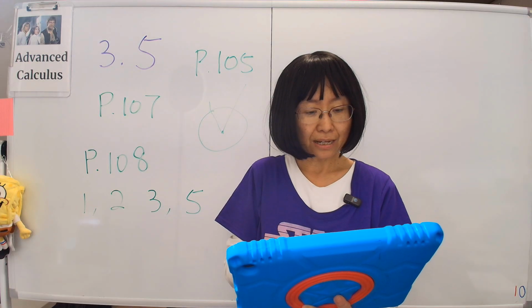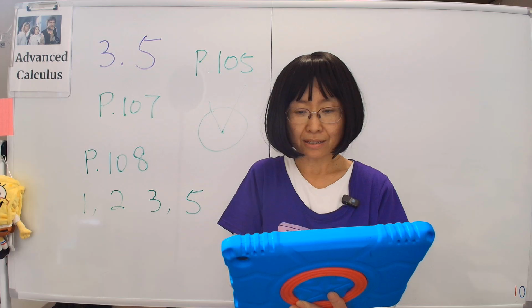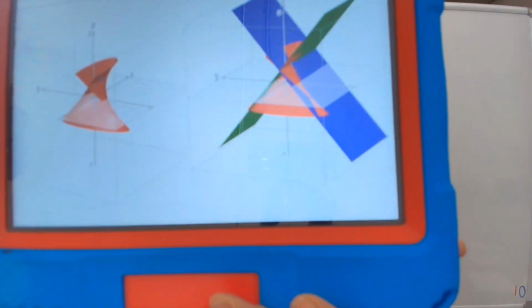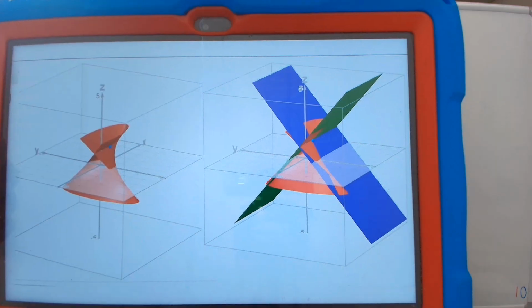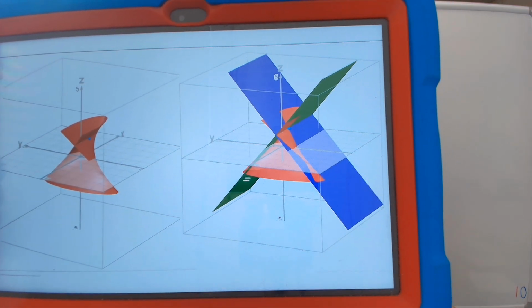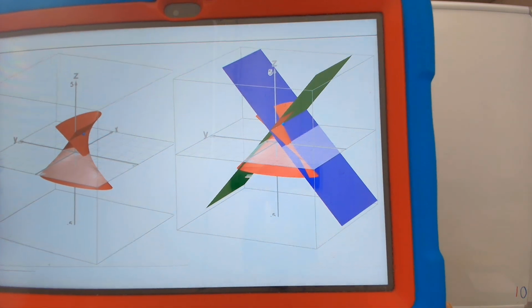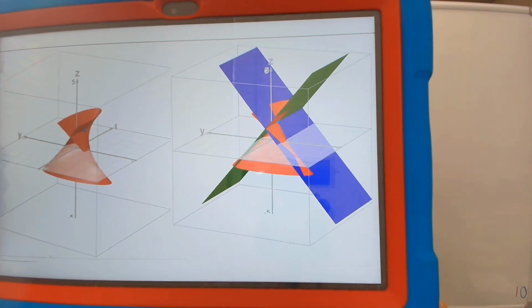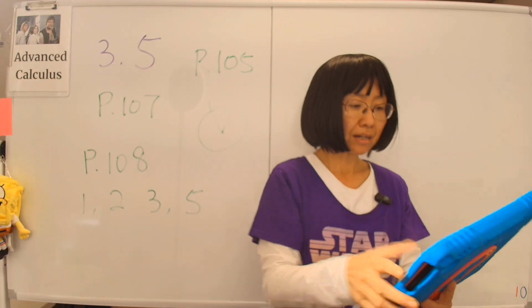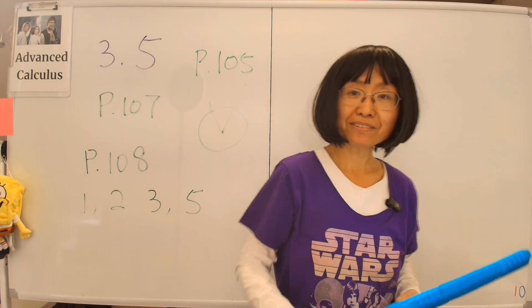Over here I plotted the two tangent planes. As you can see, Desmos did a pretty good job of plotting it. You notice that it really is a tangent plane. All right, so that's what it looks like, and that's all I have to say about that.